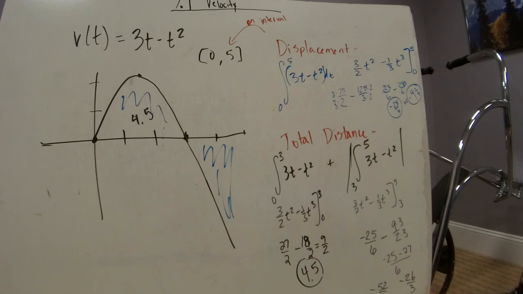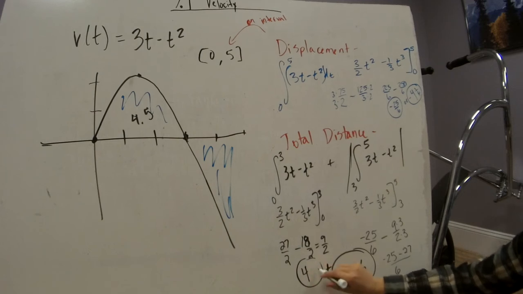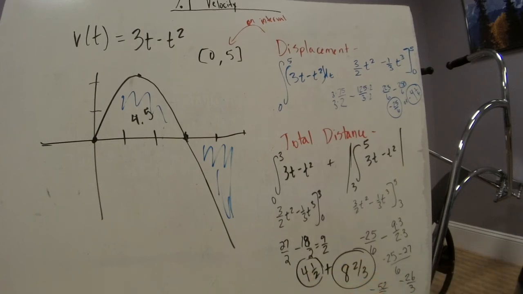But I'm going to make it positive. So I make it positive. That's 26 over 3, and that's 8 2/3. Boom. And then I would add those together. So 4.5 plus 8 2/3. That's gross, but we can do it.